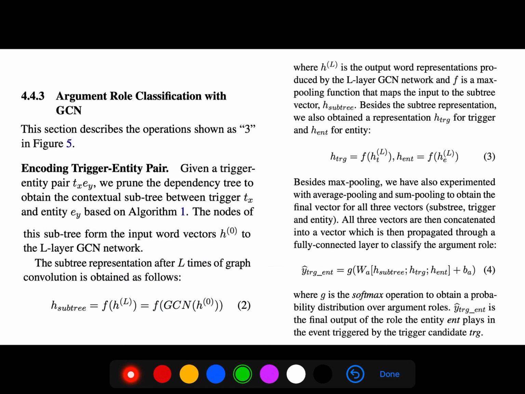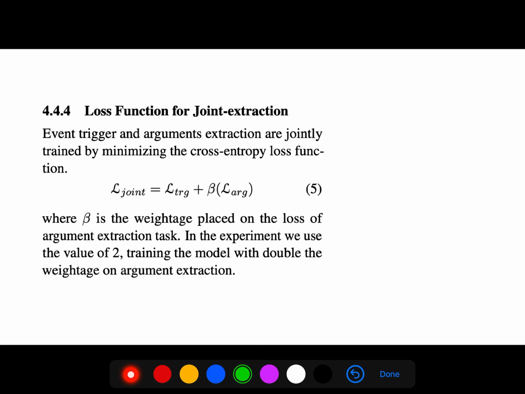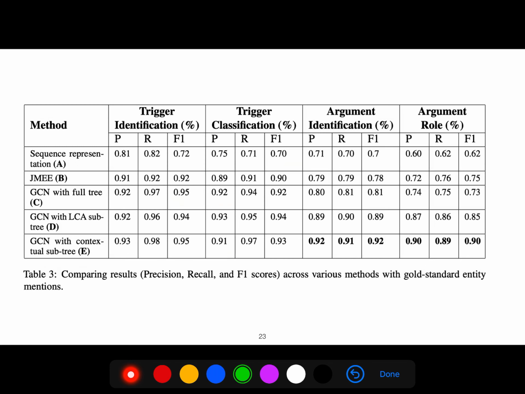Then you see the entity encoding for the trigger-entity pair. We concatenate the subtree, the target and the entity, and then it's just a linear network. We have bias, we have weight, and then g is just a softmax. Then you get the trigger. But we learn it jointly, I mean, both argument and trigger. Of course, we have beta as a trade-off between these two losses. And as I said, we have trigger identification and classification, and we have argument identification and classification in any event extraction task that you have.